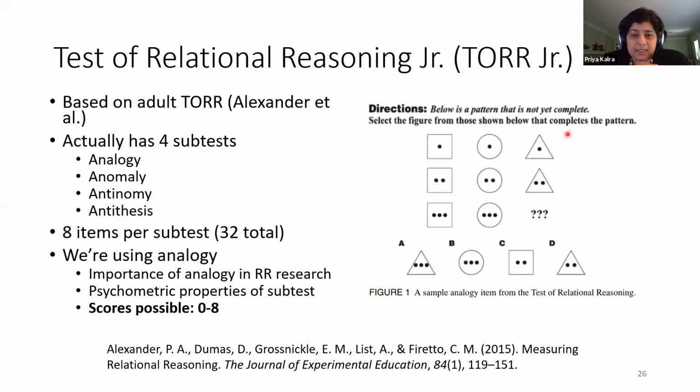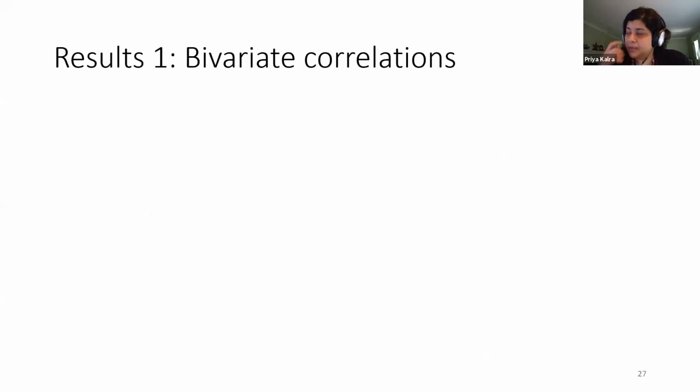Here's an example item of what that actually looks like. The participants are given this set of figures and asked to choose one of these. And hopefully you're all thinking that A should be the correct answer. You can think about this as a rule or a set of relations: shapes on this axis, number on this axis, and so forth. And you have to relate those two dimensions together. Okay, I feel like I'm missing a slide, but I think it's coming up.